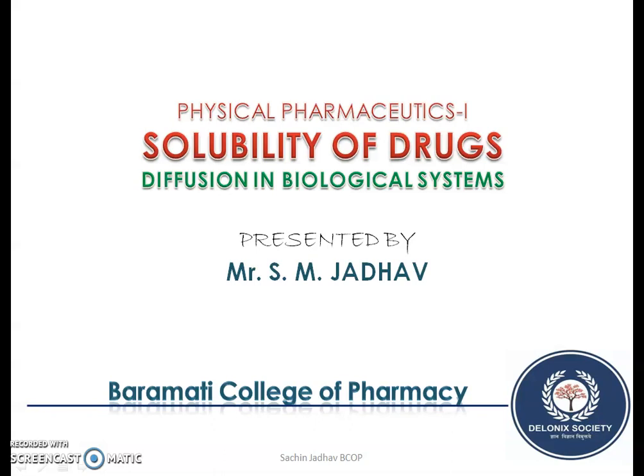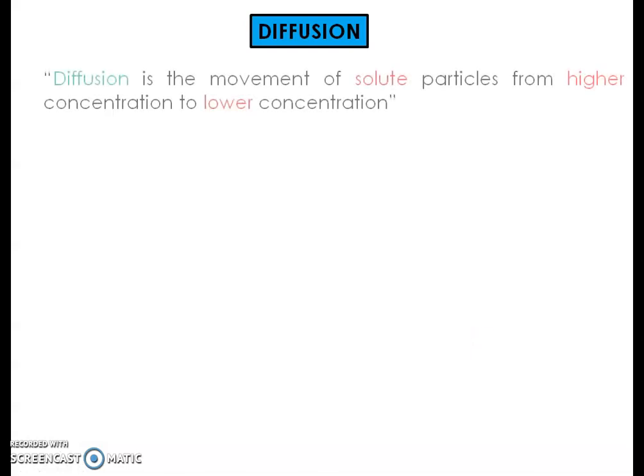In the chapter Solubility of Drugs, today we are going to discuss diffusion in biological systems. First we will see the definition of diffusion. Diffusion is the movement of solute particles from higher concentration to lower concentration. So whenever the solute particles move from higher concentration to lower concentration, that phenomenon we call diffusion.